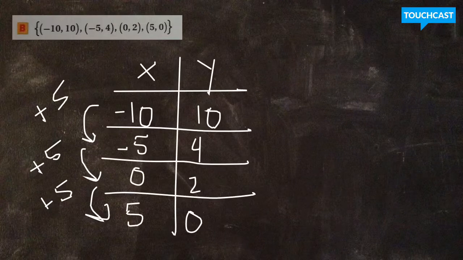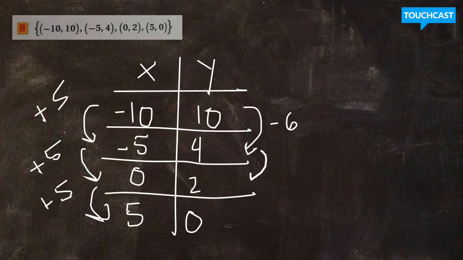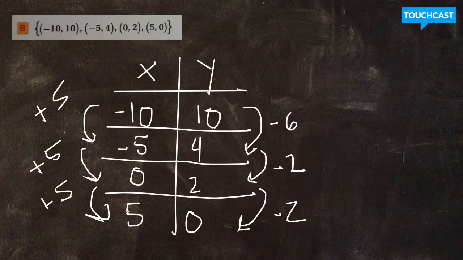So that's constant. Now let's check the y's, because remember the x's and the y's have to both be constant. So to get from 10 to 4, we have to subtract 6. From 4 to 2, we subtract 2. And then from 2 to 0, we again subtract 2. This 6 right here makes it so it's not a constant change in the y's. So these points do not satisfy a linear function.